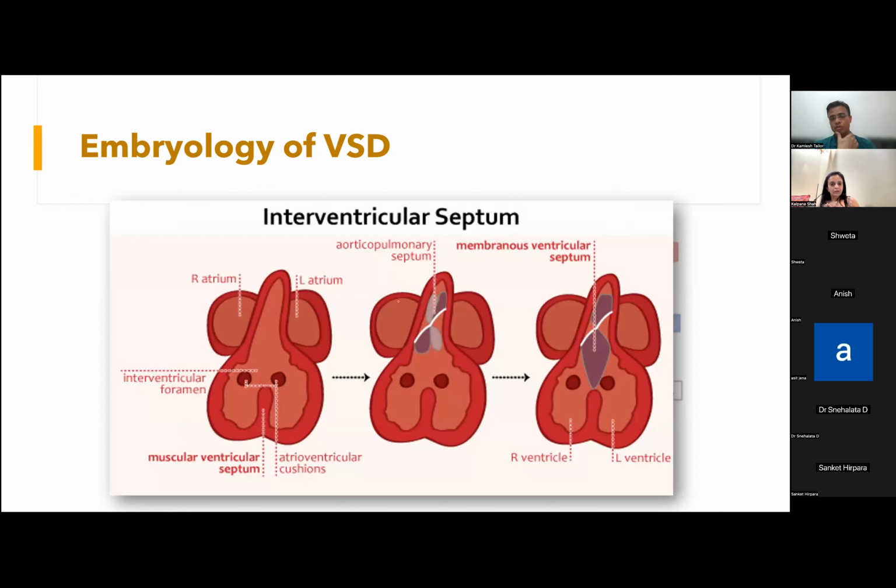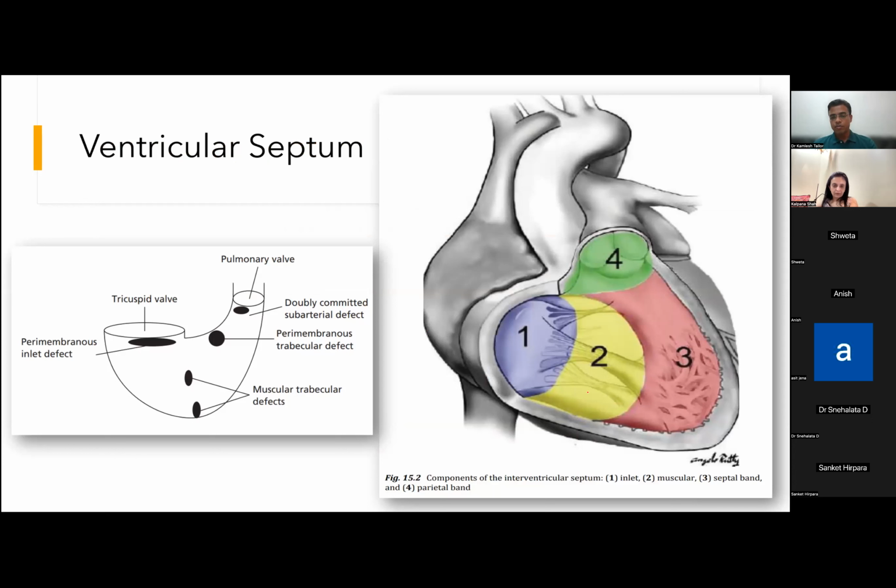This is another example for understanding, in another view, the interventricular foramen, which we already discussed. The AV cushions start growing in this direction. The septum, which goes spirally in this direction, fuses here, and the muscular septum grows in this direction. So there are three dimensional structures in which the interventricular septum forms. The parts of the interventricular septum are: first, the inlet portion; second, the muscular portion, the septal band and trabecular portion; and the fourth is the outlet part of the interventricular septum.